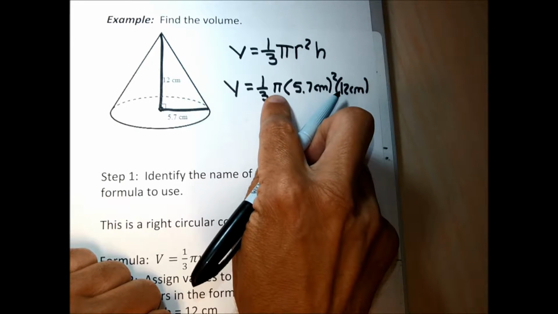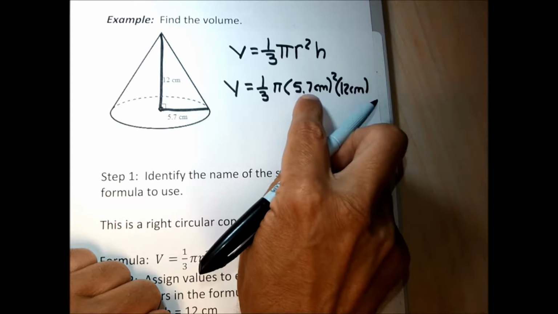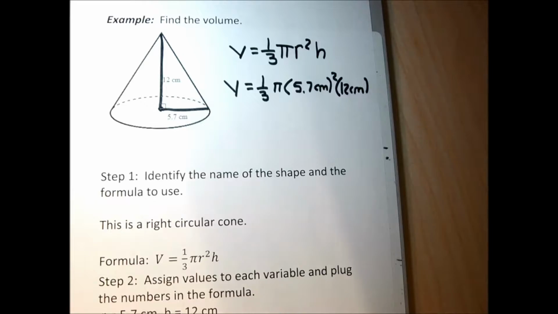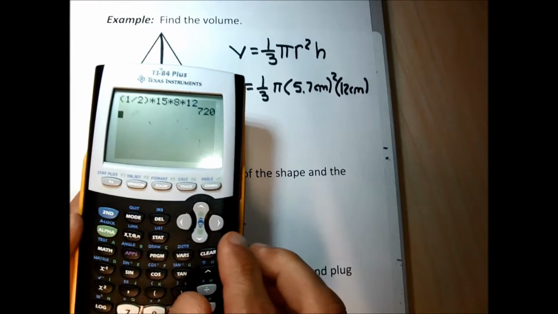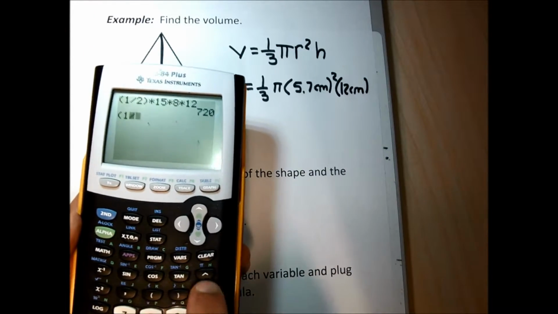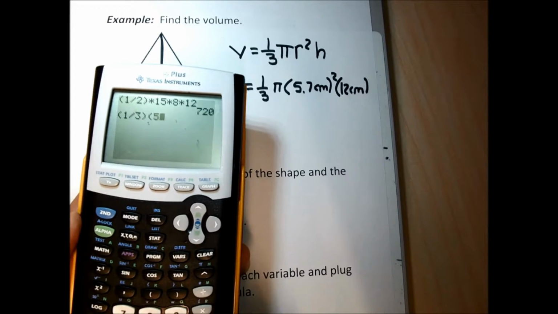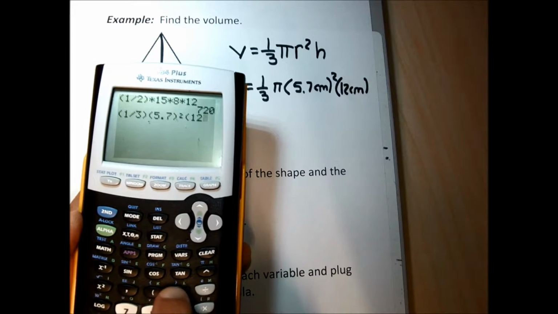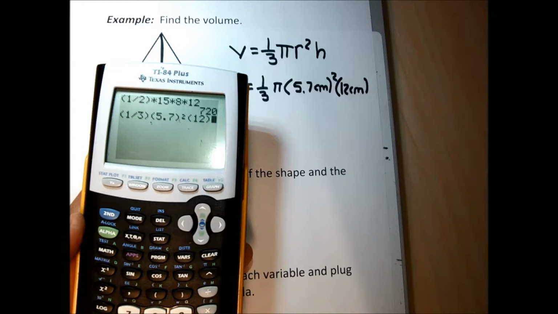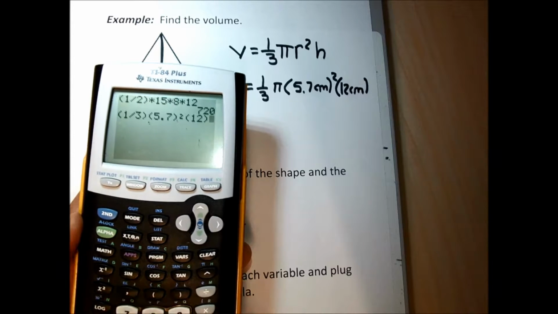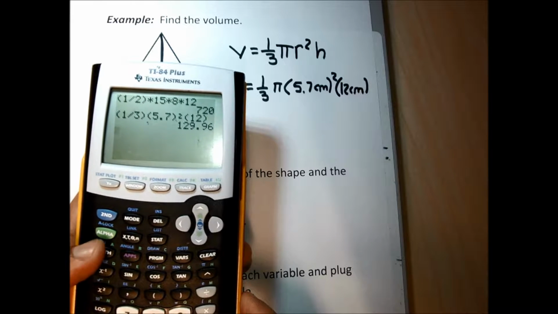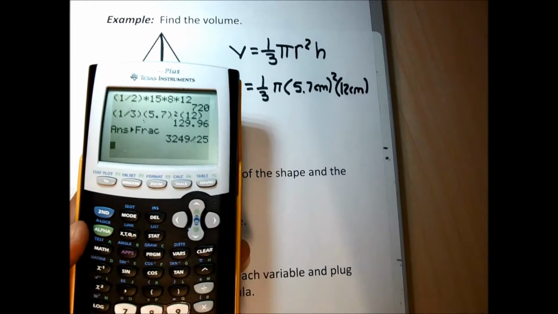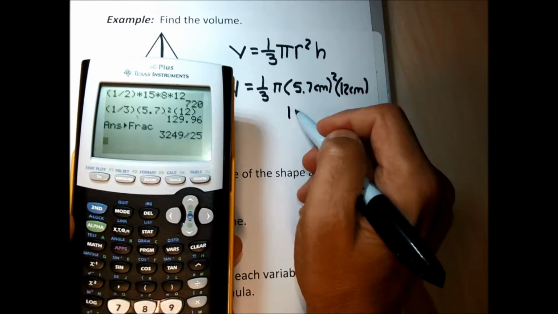I'm not going to multiply by the pi. I'm going to multiply 1/3 times 5.7 squared times 12. Again, I'm being lazy this morning. So on my calculator, I'm going to go 1 divided by 3 times 5.7 squared times 12. I did all my times with parentheses, which is completely fine to do. You can use times signs as well. And this gives me 129.96. I'm going to hit math enter.